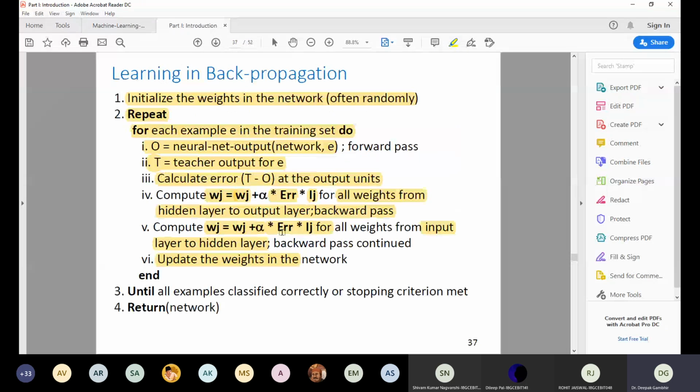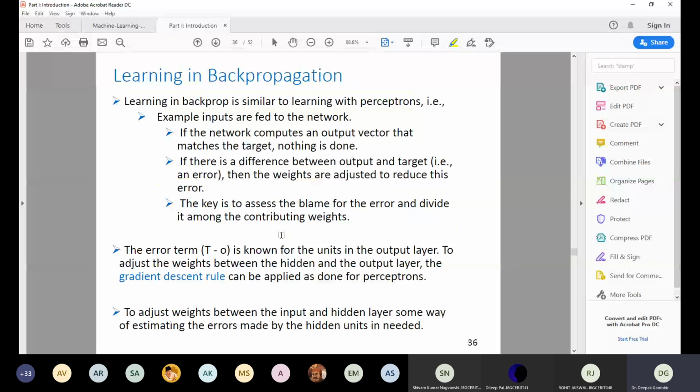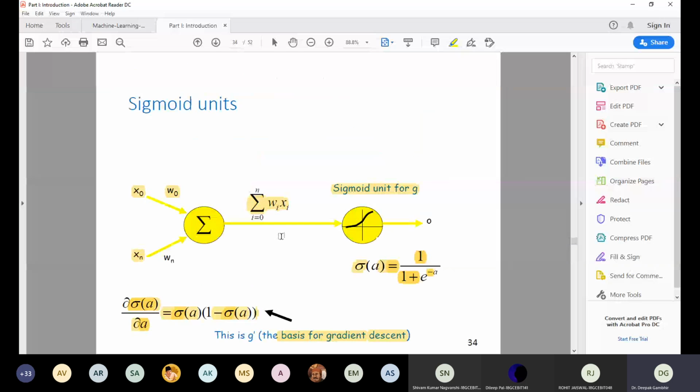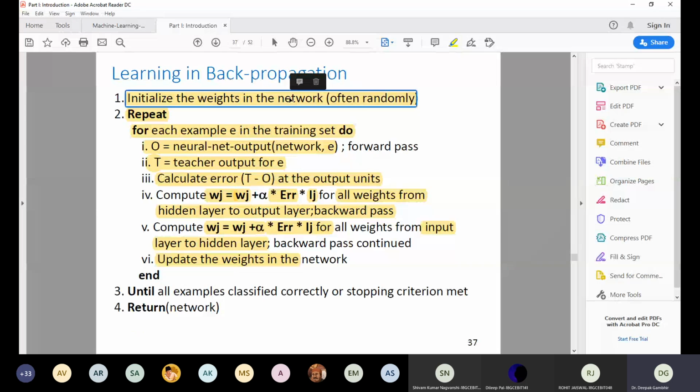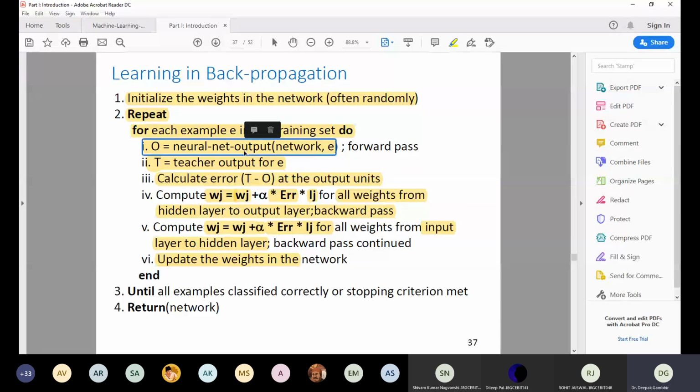But this is how we will follow the gradient descent. First we will initialize the weights. Then we will compute the weight in a manner that first compute the output, then target minus output would give you the t minus o.